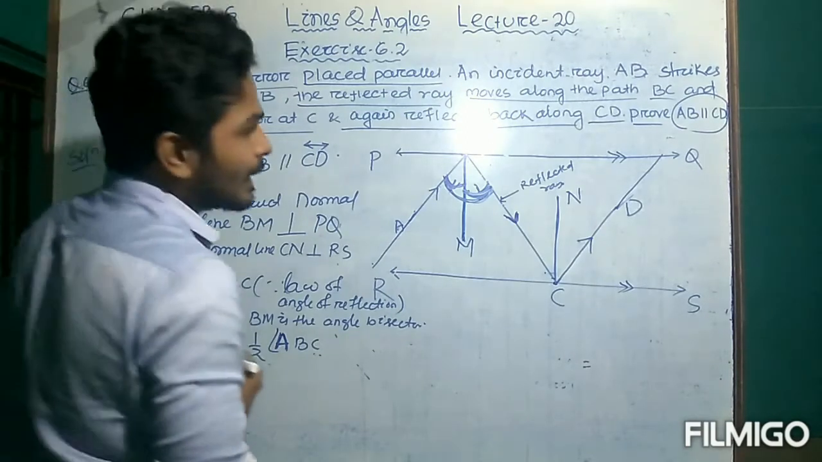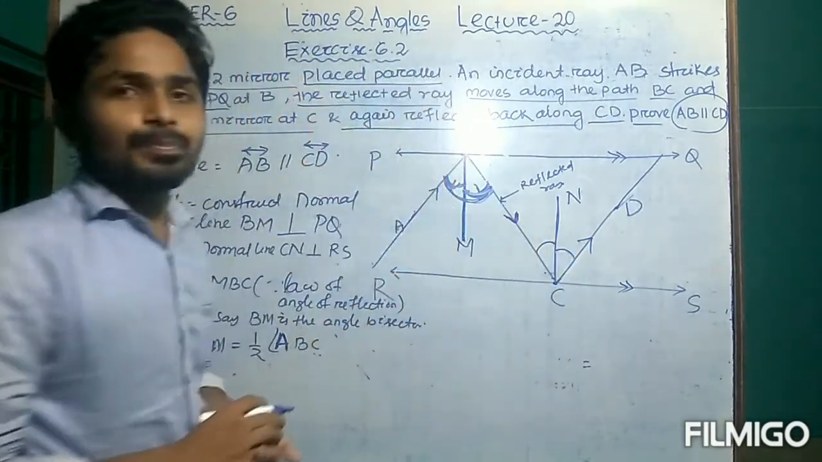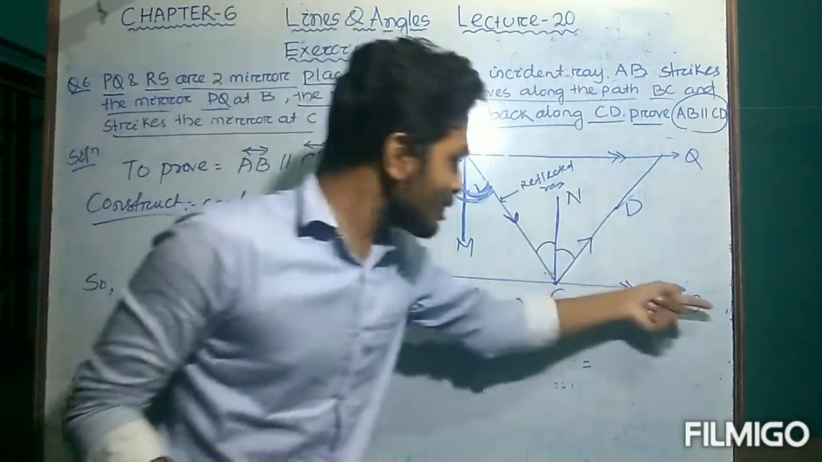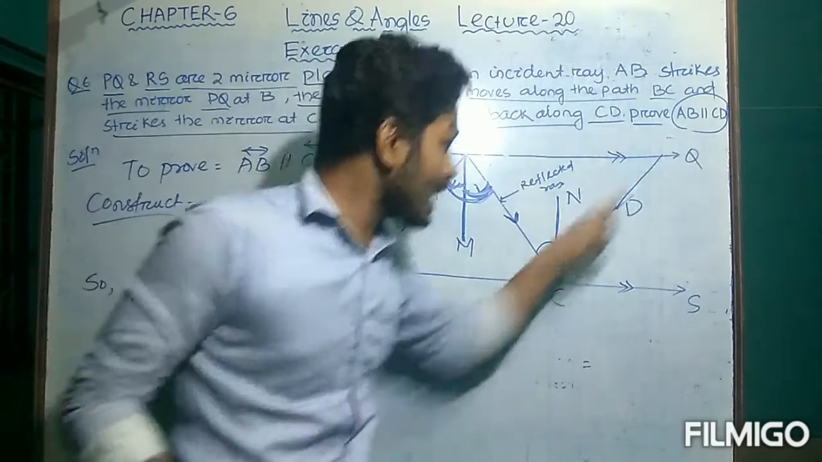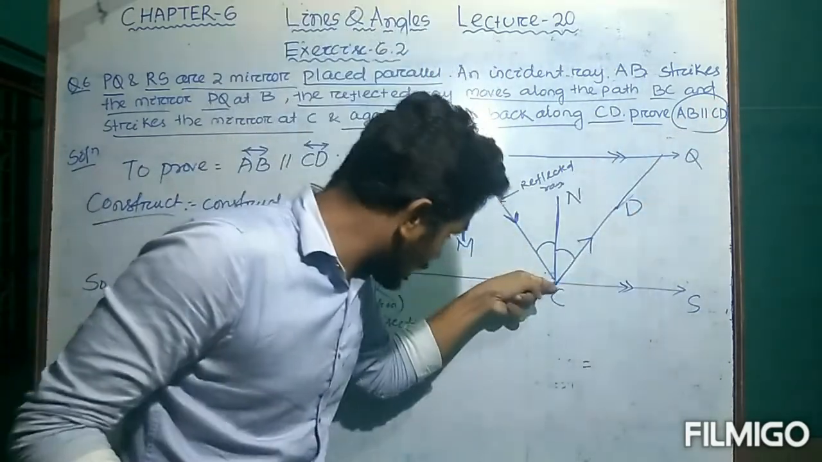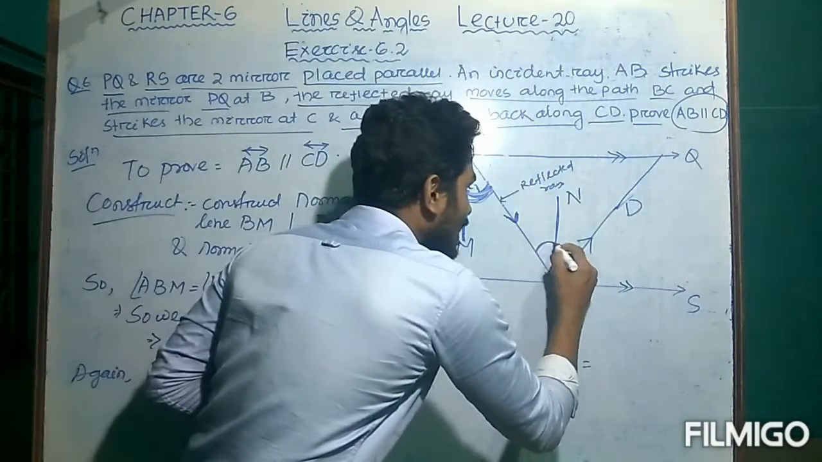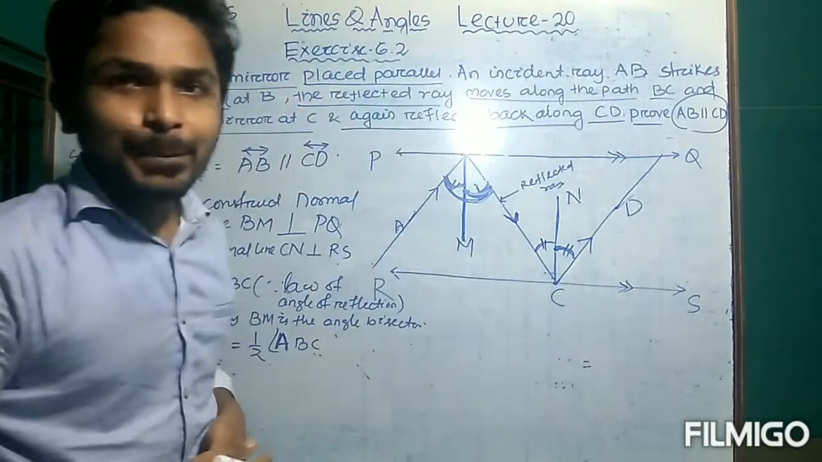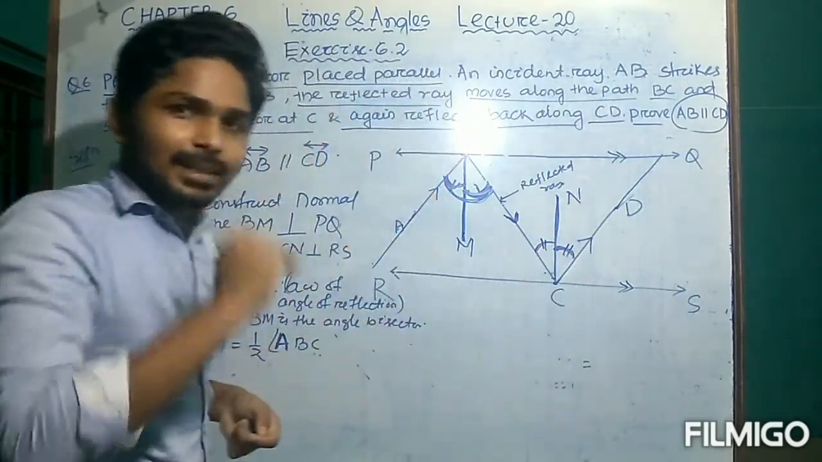Similarly, see, this angle must be equal to this angle. Why? Because this is the angle of incidence. On this mirror, the light strikes at C and reflects back. So this is the angle of incidence, and this is the reflected ray. So this angle must be equal to this angle. Okay, so we can write that CN is the angle bisector.